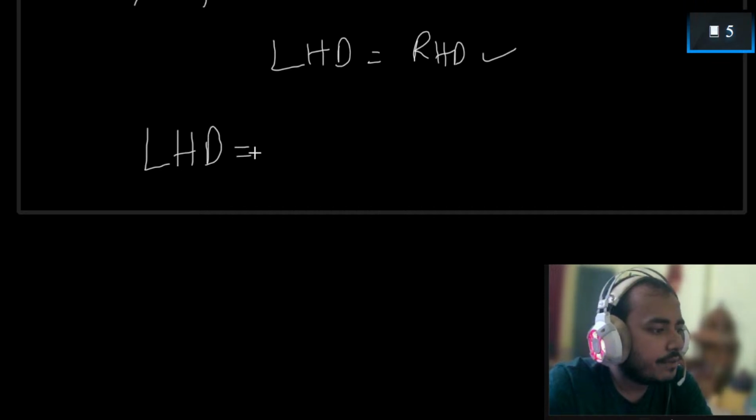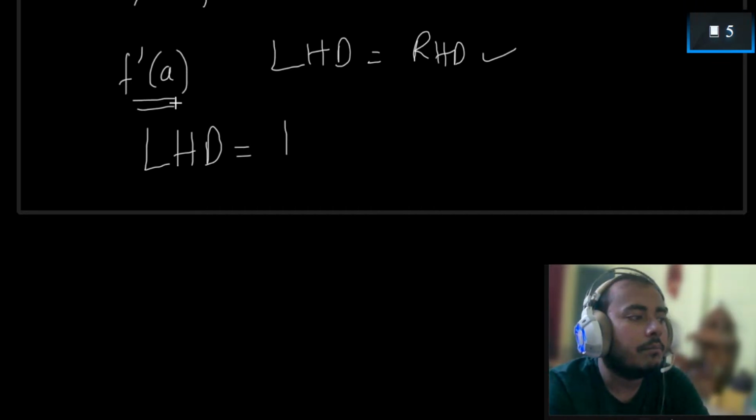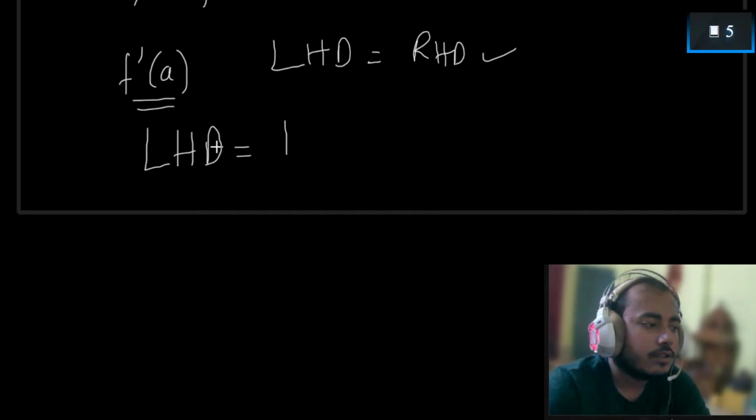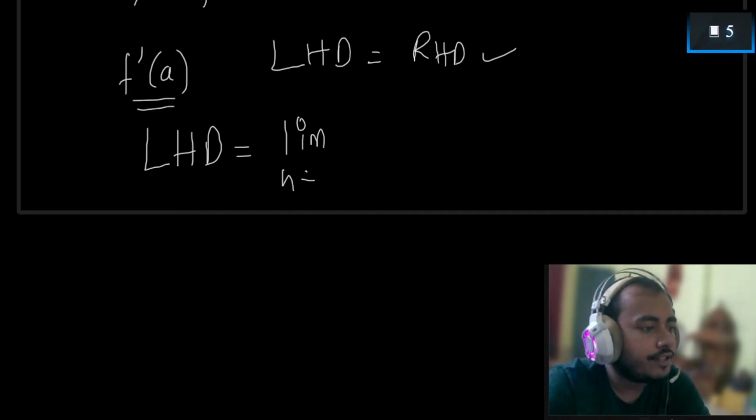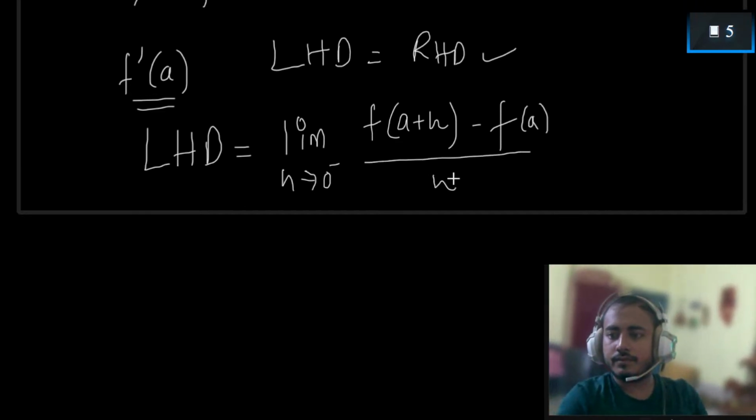So what is the LHD? The LHD is basically, let's say we are trying to find out f dash of a. So we are trying to investigate the differentiability, let's say at some point a. That would mean the LHD is limit h tends to 0 minus, and we should have here f of a plus h minus f of a by h.